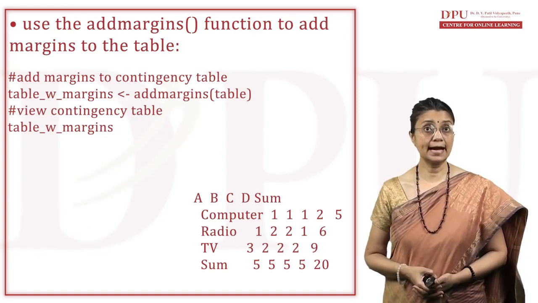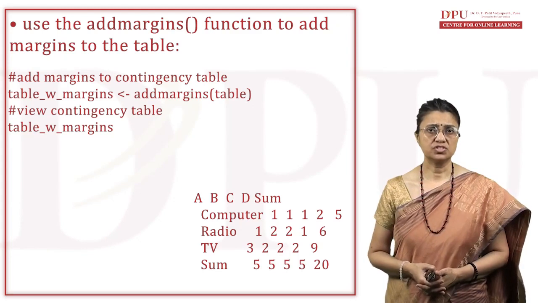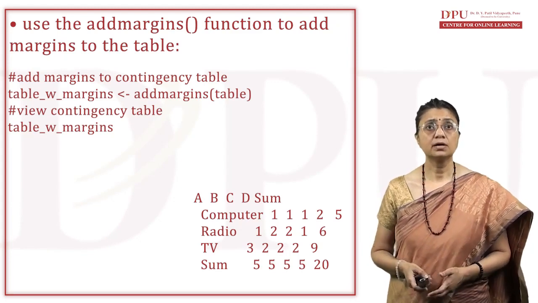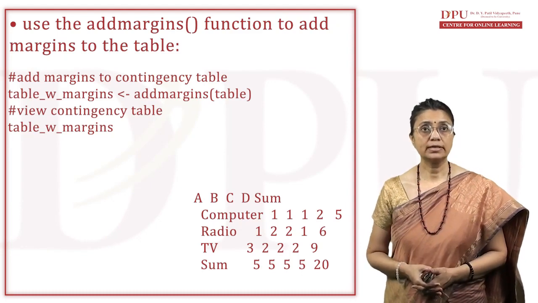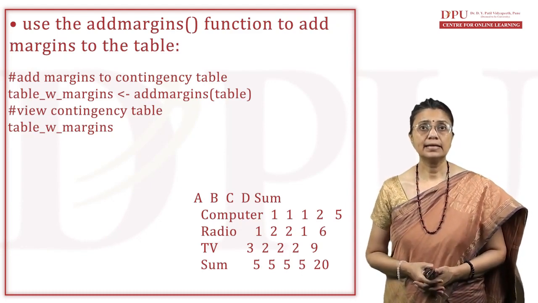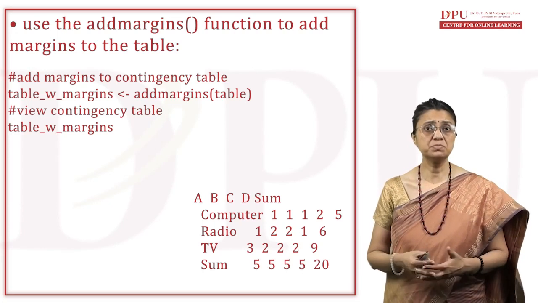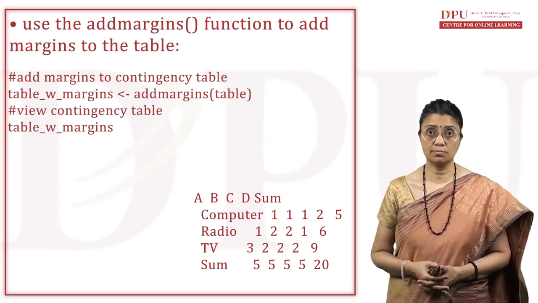There is something called addmargins. What is addmargins? Addmargins is nothing but when I want to find out the totals. So addmargins will give the totals of the rows. Let's see how we can do it. Sometimes we can even have the totals of the columns.